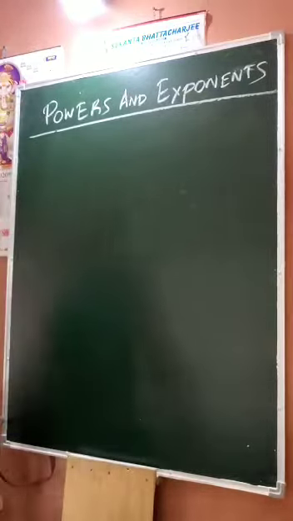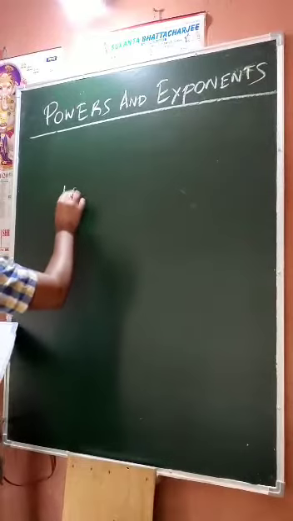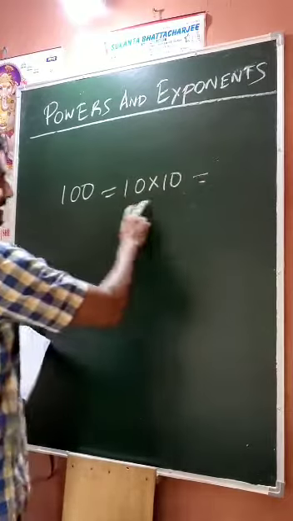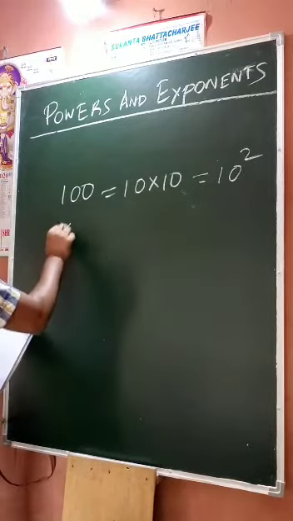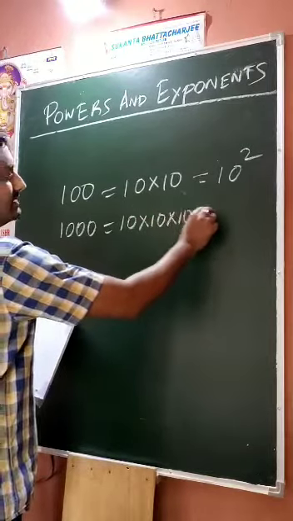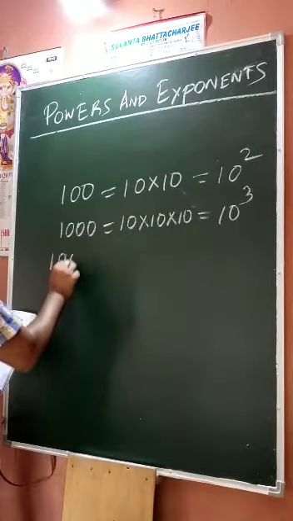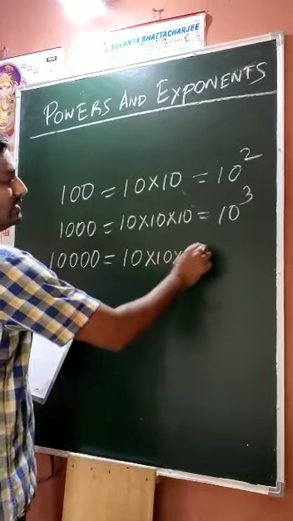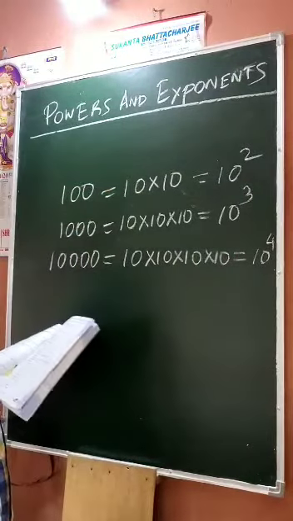In your book some examples are given. Suppose 100, you can write 10 into 10. How many times do you multiply 10? 2 times, that means 10 square or 10 to the power 2. Clear? Suppose 1000, you can write 10 into 10 into 10. That means you multiply 10 3 times. So 10 cube. Suppose 10,000. So how many times do you multiply? 10 into 10 into 10 into 10, 4 times. That means 10 is the base and 4 is the power. You can write in the shorter form.